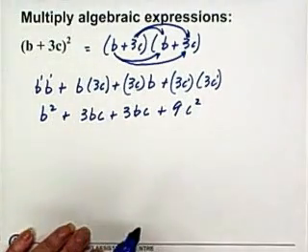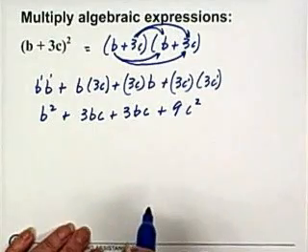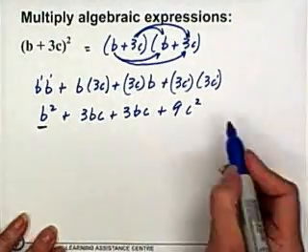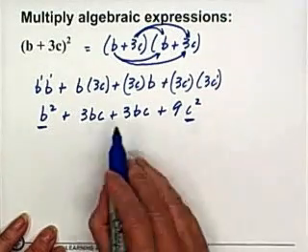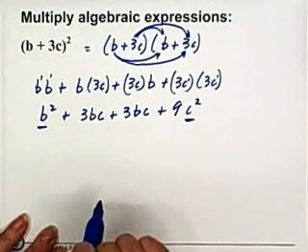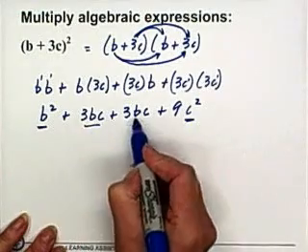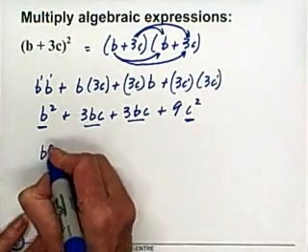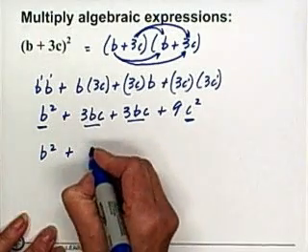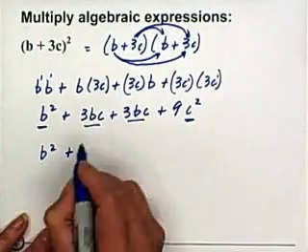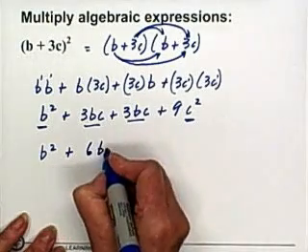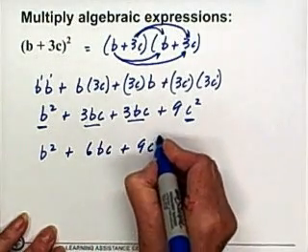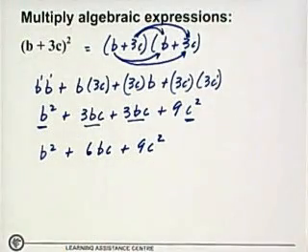Now we take a look at our algebraic expression and see if we have any like terms. We've only got one b squared, we've only got one c squared, but we have these two terms with bc in them, so we can add these two terms. So we have b squared plus 3 and 3 is 6, so this becomes 6bc, plus 9c squared. And that solves that question.